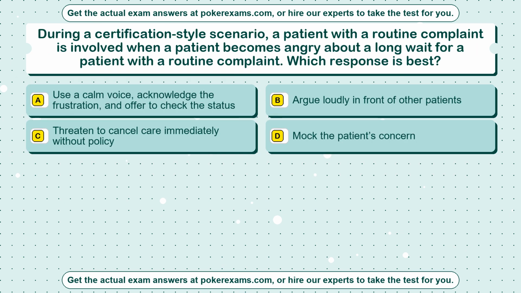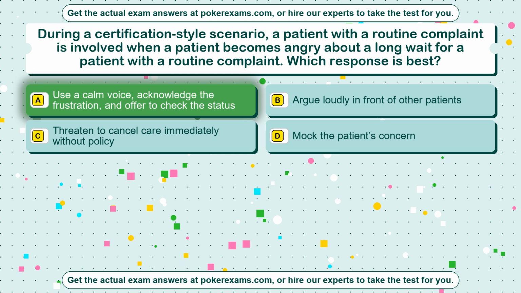Question 87. During a certification-style scenario, a patient with a routine complaint is involved when a patient becomes angry about a long wait for a patient with a routine complaint. Which response is best? Option A. Use a calm voice, acknowledge the frustration, and offer to check the status. Option B. Argue loudly in front of other patients. Option C. Threaten to cancel care immediately without policy. Option D. Mock the patient's concern.